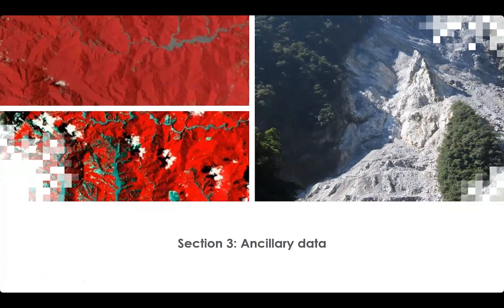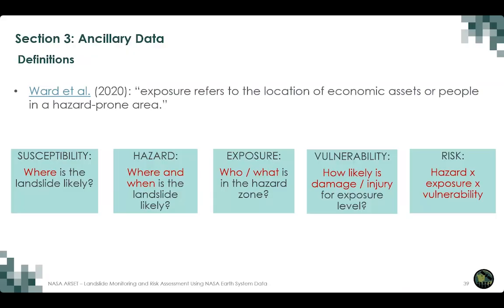So in this next section, I'd like to talk a bit about ancillary data. What this means really is other data sets that can help us build a more comprehensive understanding of where landslides occur and where they impact. To do this, we need to think about not just landslides as an individual component, but how they fit within the overall understanding of hazard, risk, and so on. I'm going to introduce a few terms here to help illustrate this.